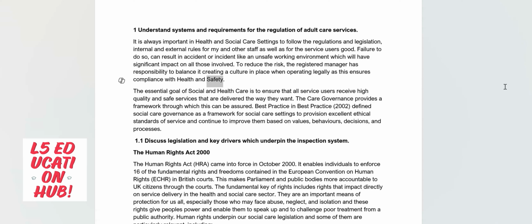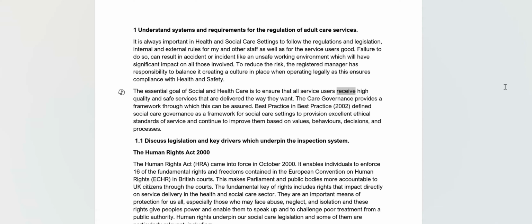The essential goal of social and healthcare is to ensure that all service users receive high quality and safe services that are delivered the way they want. The care governance provides a framework through which this can be assured. Best Practice, 2002, defined social care governance as a framework for social care settings to provision excellent ethical standards of service and continue to improve them based on values, behaviors, decisions, and processes.